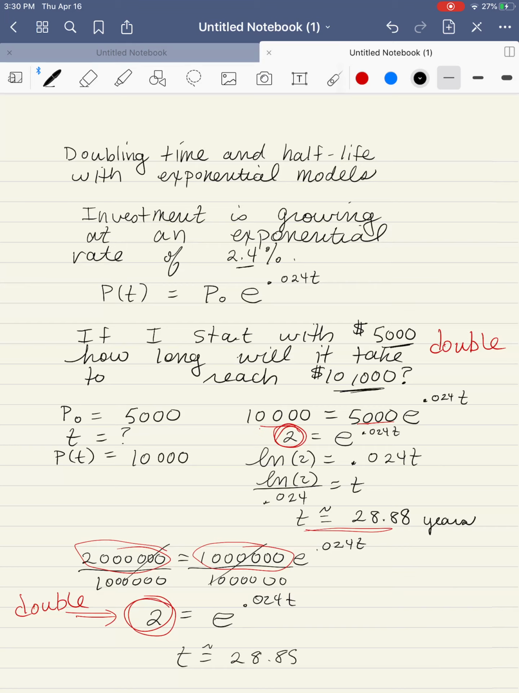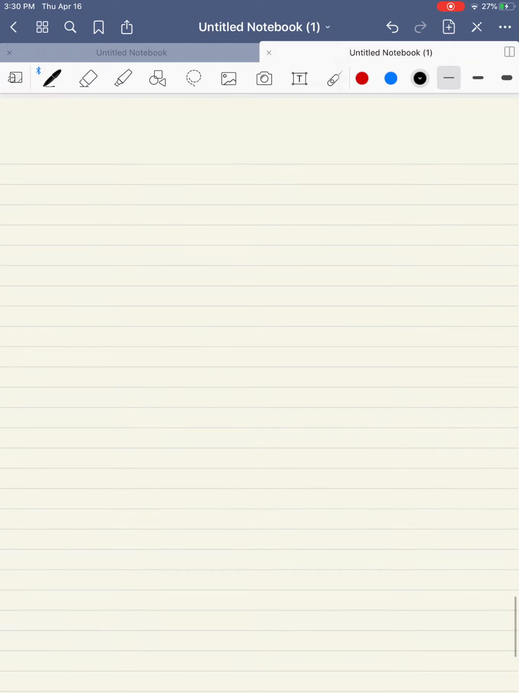And then, of course, from there, the work will be the same, and I will end up with the exact same time. So this is what's called the doubling time, because after we did our division, our ratio, our comparison of P of t to P sub 0 was 2.